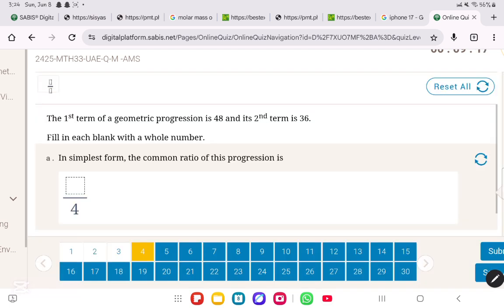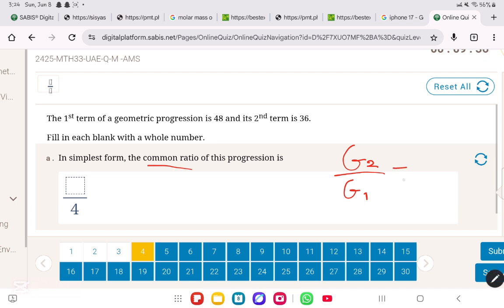It says the first term of a geometric progression is 48 and the second term is 36. In simplest form, find the common ratio of the progression. How do we find the common ratio of a progression? Very simply, you will do the second term over the first term, or the next term divided by the previous term.